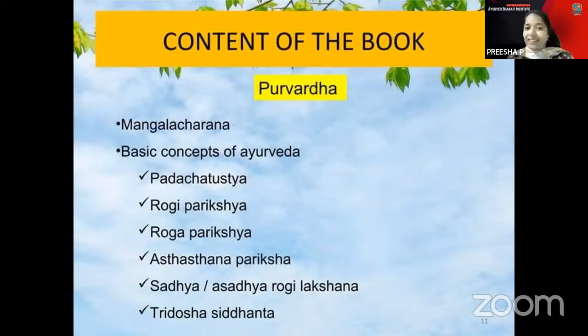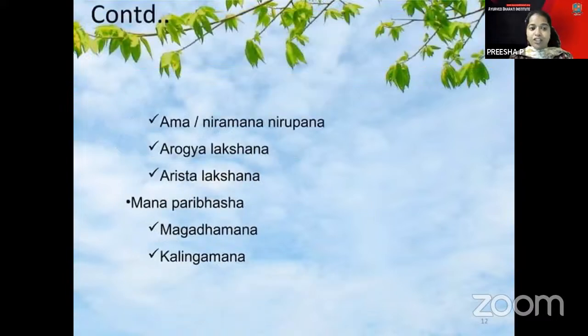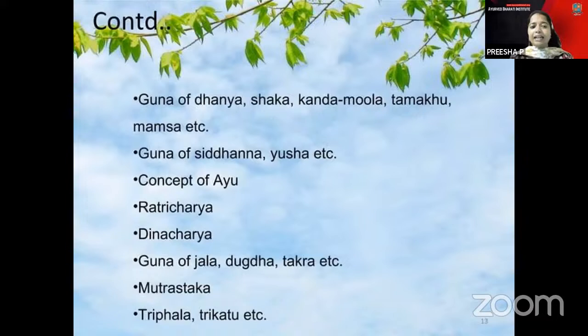Dik of Mutra Pariksha also has wide references in Yoga Ratnakara. If it is coming in the south east direction, what will be the diseases the person will have? Varied references like that we get from Yoga Ratnakara. Also the Ama Nirama Nirupana, Arishta Lakshana, and Arogya Lakshana, with reference to Mana Paribhasha, with the Magadha and Kalinga Mana.